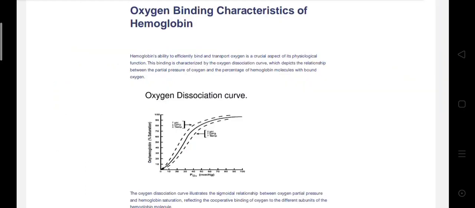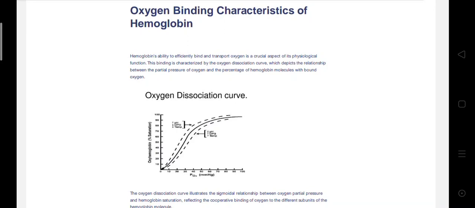Now let's see the oxygen binding characteristics of hemoglobin. So hemoglobin has the ability to efficiently bind and transport oxygen, which is very crucial for its physiological function. This binding is characterized by the oxygen dissociation curve, which depicts the relationship between the partial pressure of oxygen and the percentage of hemoglobin molecule which binds to oxygen.